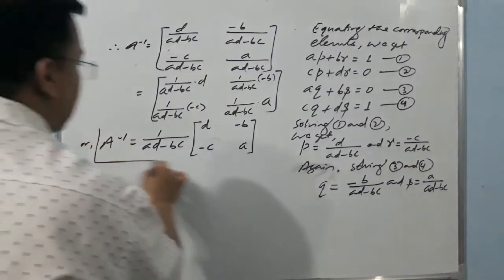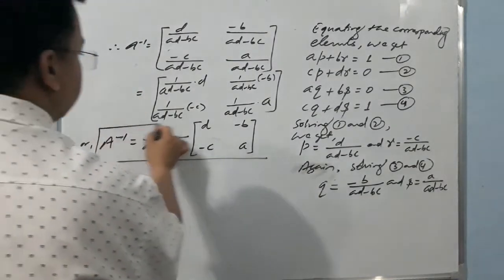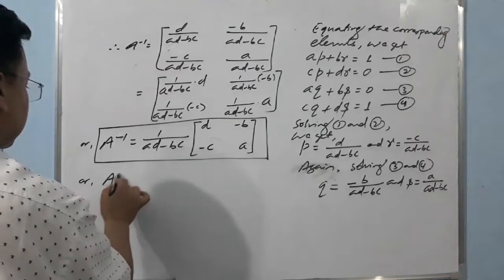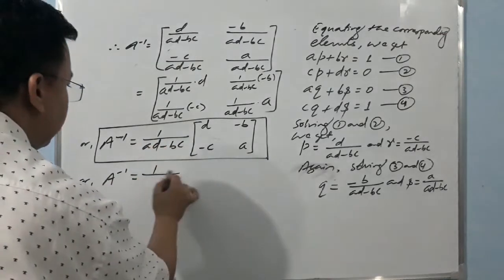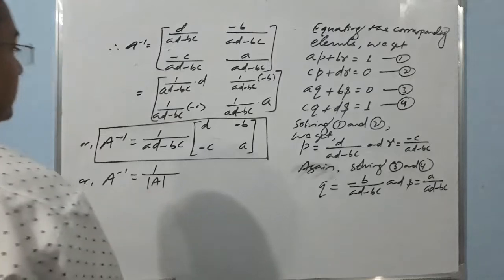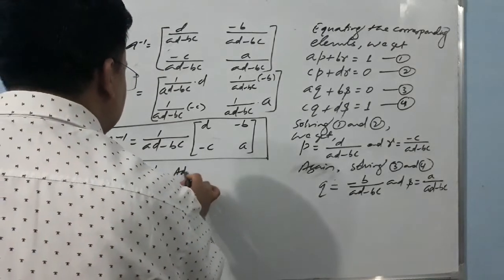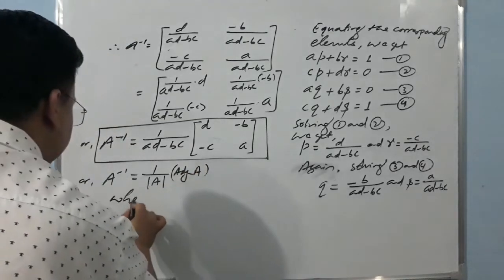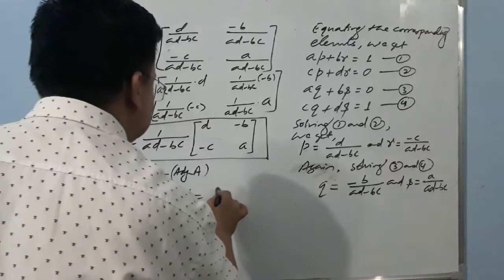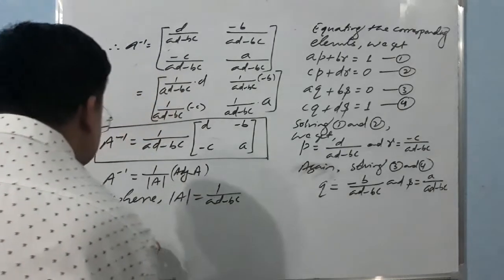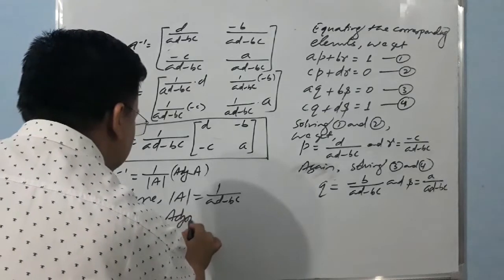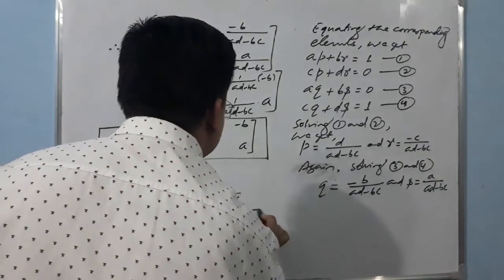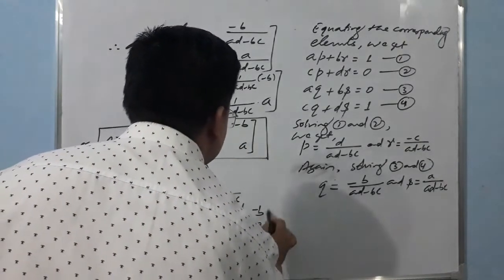Either you can memorize it in this form, or learn how to find A inverse. This is a particular thing. We have got AD minus BC, which is the determinant of A, and this matrix is called the adjoint of A, where the determinant of A is AD minus BC and adjoint A is the matrix D, minus B, minus C, A.